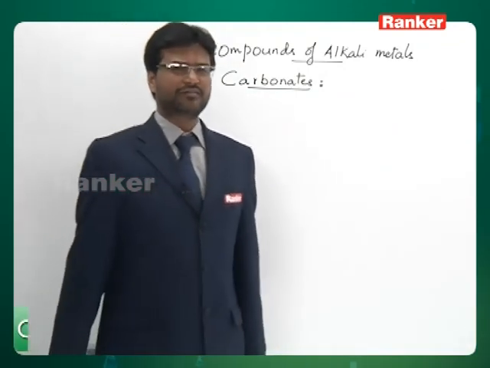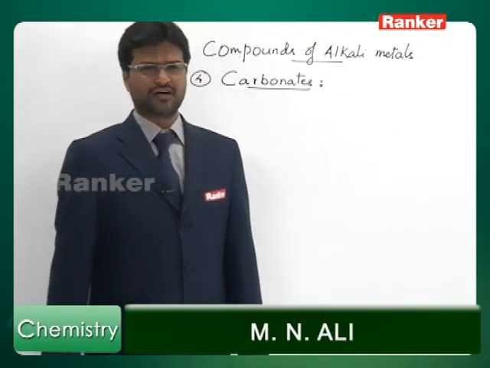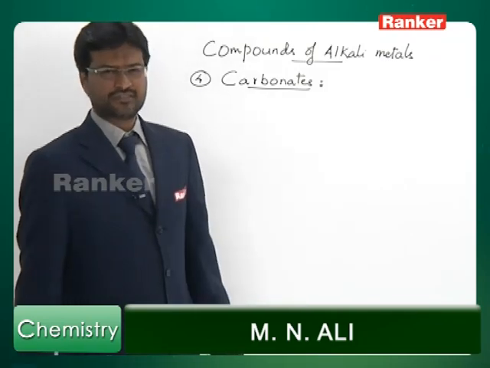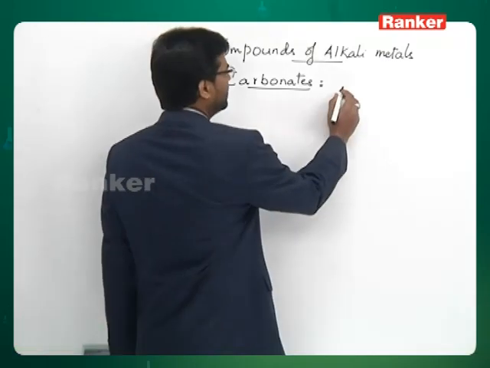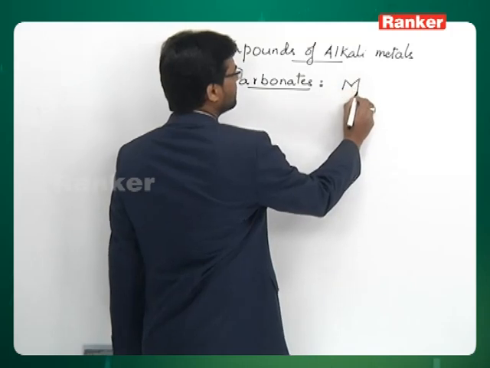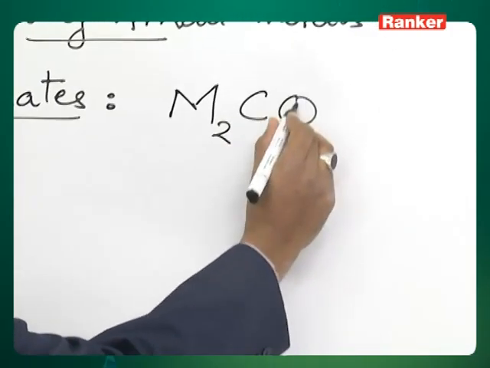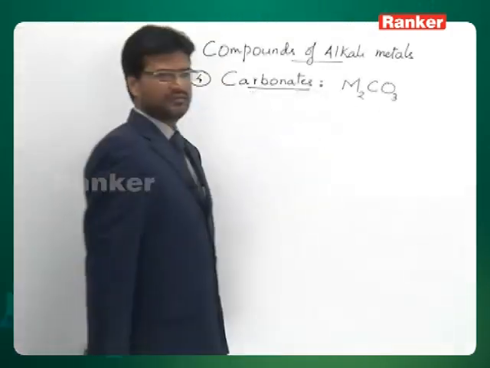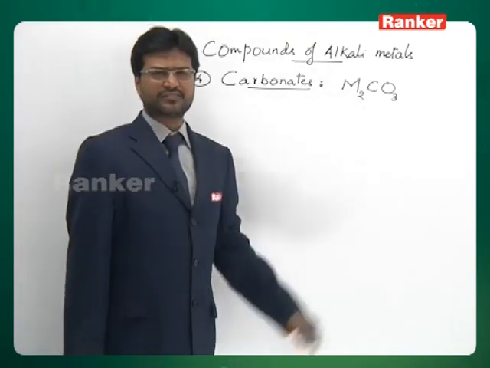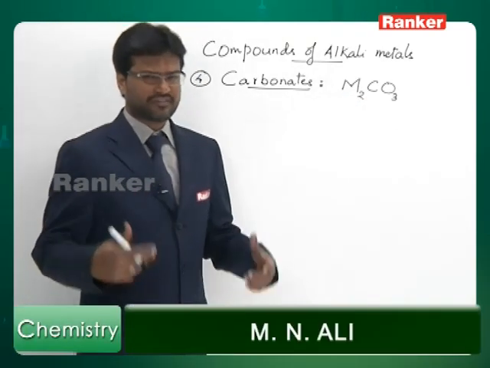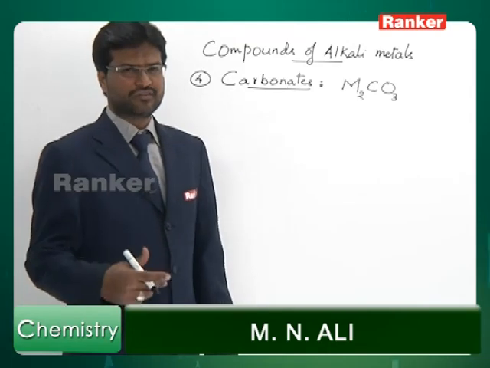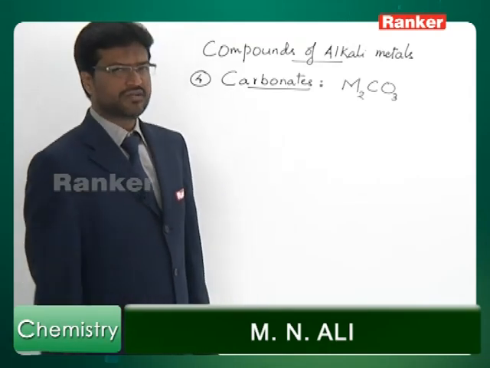The next class of compounds of alkali metals we are going to discuss are carbonates. The general formula for carbonates of alkali metals is M2CO3. This is the general formula for the carbonates of alkali metals. For example, you have Li2CO3, Na2CO3, K2CO3 and so on.